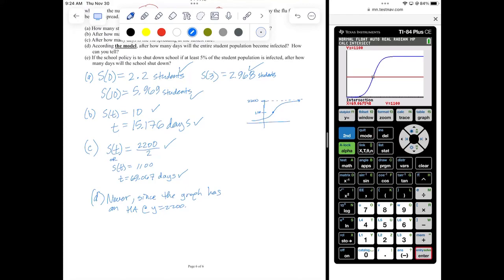Now, in actuality, if we didn't take any measures, would the entire student population get infected? Yeah, more than likely so, right? So every model has its drawbacks, right? It's just used to predict trends.